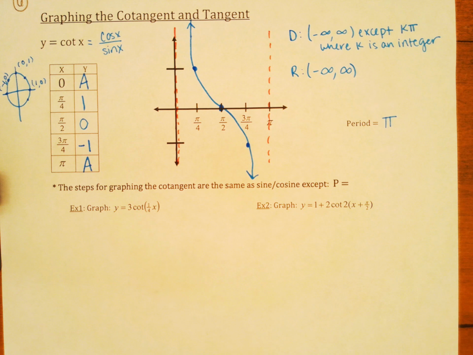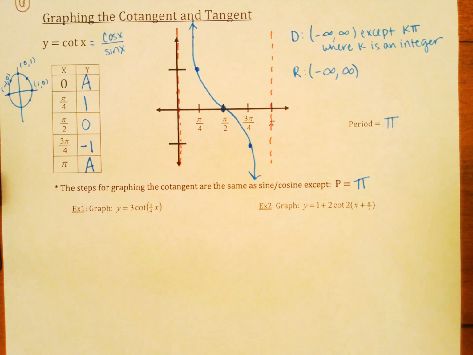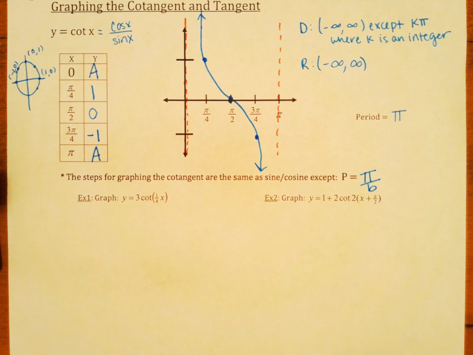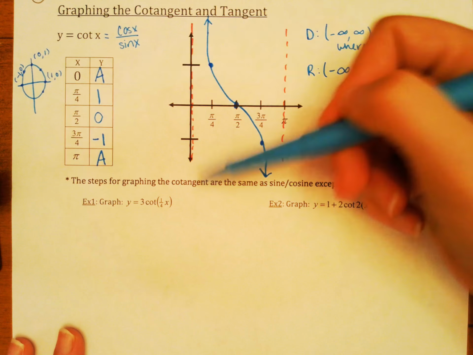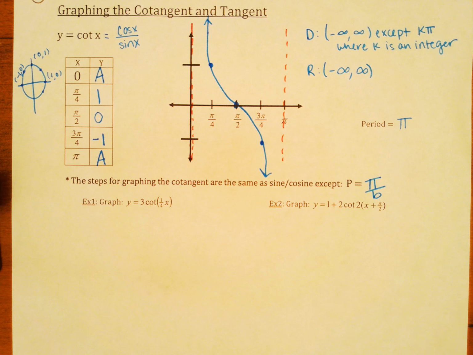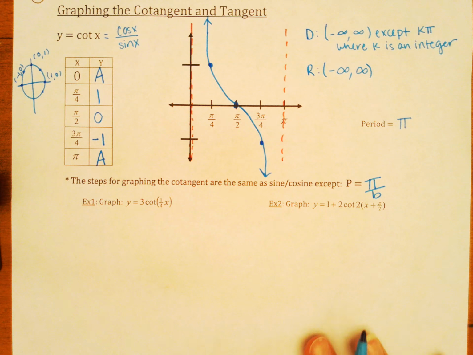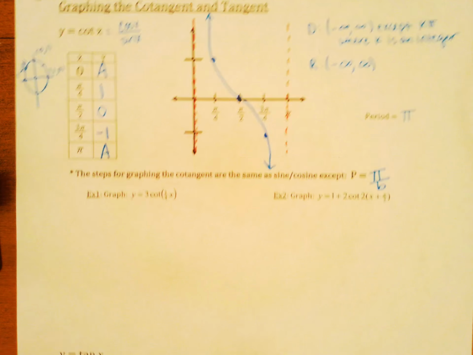All the steps for graphing cotangent are the same, except for one little thing: your period isn't 2 pi over b, it's just pi over b. Everything else is exactly the same. You just have to remember your asymptotes at the first and fifth critical values, your 0 in the middle, and then you go up your amplitude and then down your amplitude for those cotangent graphs. So let's practice a couple.